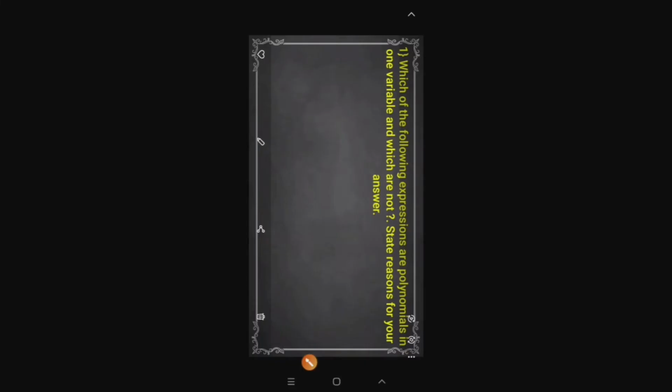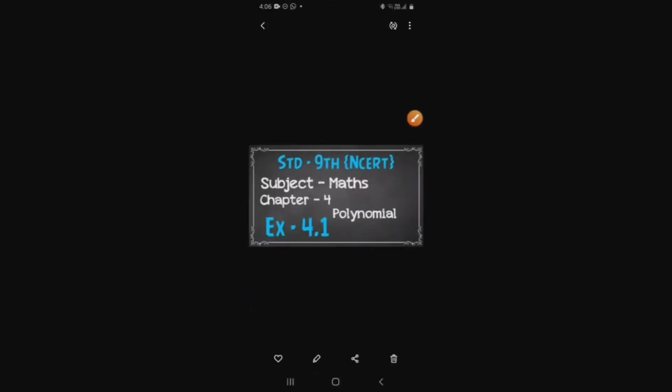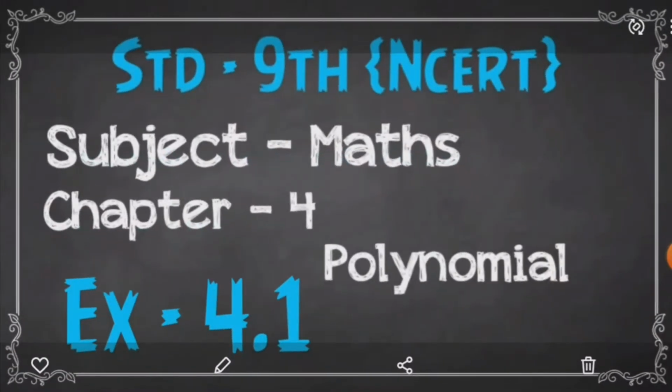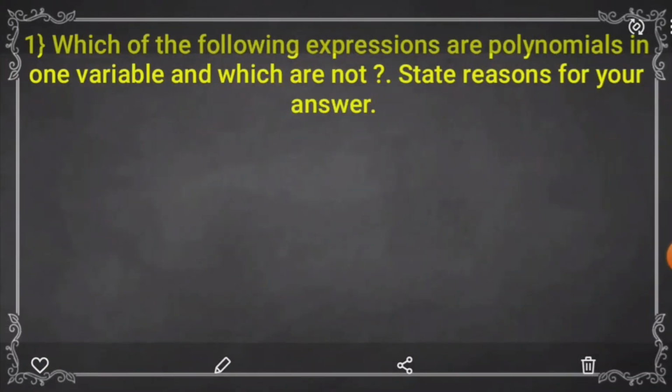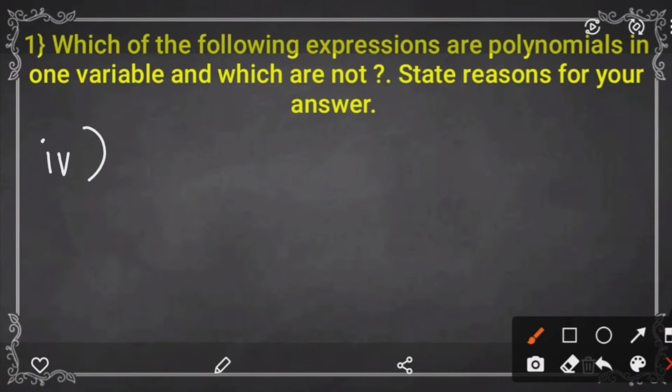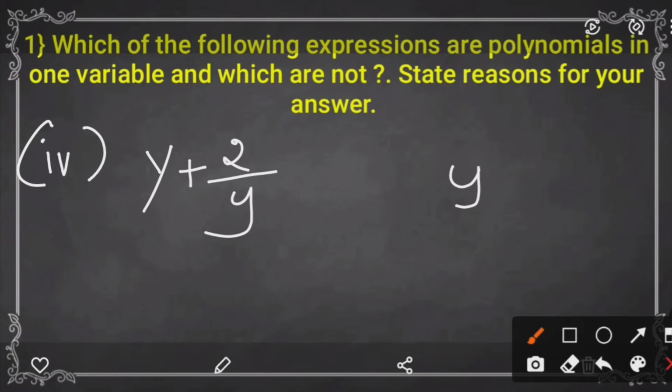See, what is the fourth question? The fourth question is y plus 2 by y. Here, 2 by y, the exponent of y: 1 by y is equal to y to the power minus 1. Minus 1 is not a whole number. That's why this is also not a polynomial in one variable. Okay, I hope you understood.